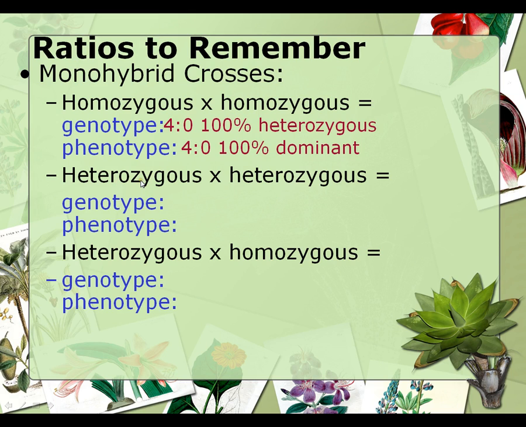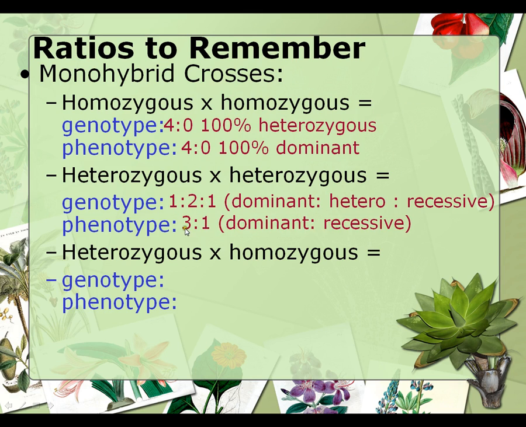When you cross a heterozygous individual with another heterozygous individual, you get several different genotypes. The ratio here is considered 1:2:1. One dominant, two heterozygous, and one recessive. The phenotype for this, however, is not the same. It's that 3:1 that we're used to seeing, where you have 3 that show the dominant trait and 1 that shows the recessive trait.